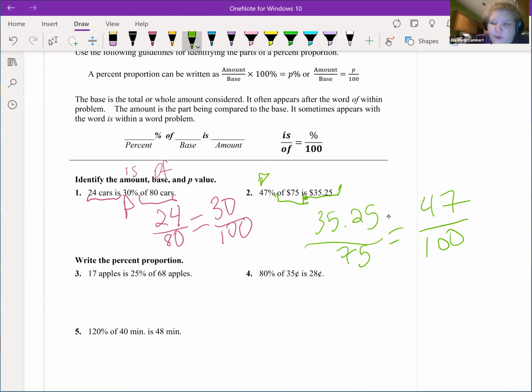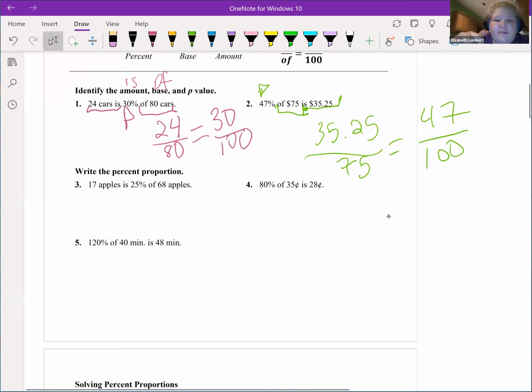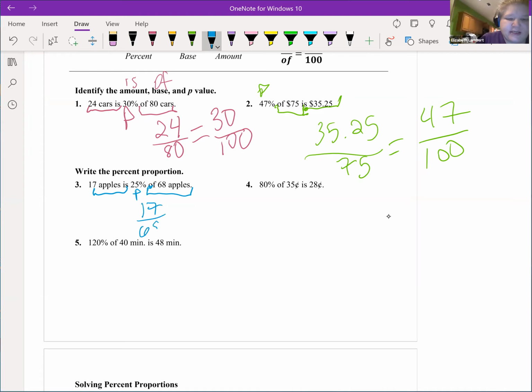Now, we were already doing this, but we're just going to do it some more. We're going to set up those same proportions. So 17 apples is 25% of 68 apples. So is over of, 17 over 68. And note, both of those are apples. So the unit apples would be on the top and the bottom, so it cancels out. We just end up with this proportion of 17 as a part over 68 as a whole.